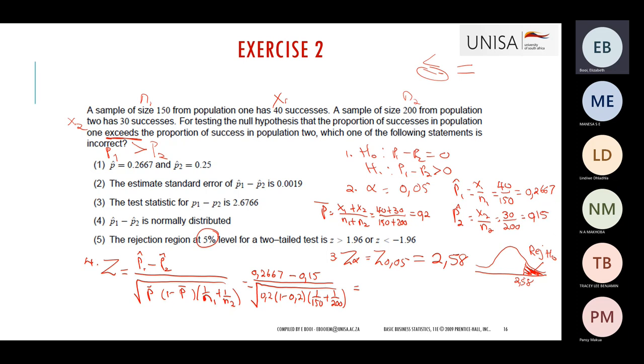Let's do the calculation. 0.2667 minus 0.15 divided by the square root of, open bracket, 0.2, open bracket, 1 minus 0.2, close bracket, open bracket, fraction 1 over 150 plus fraction 1 over 200, close bracket. And answer. What do you get? I get 2.701. I'm going to leave it at that. What do you get?